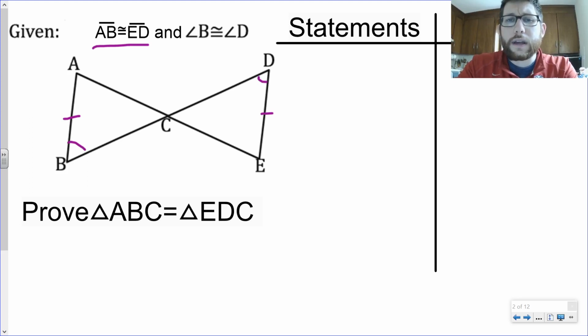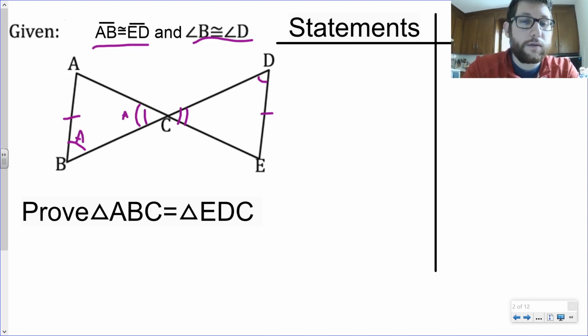And what else do I know here? I also know I have a vertical angle here, right? Something like this. And so if I was doing this like a regular identify problem, this is how I'd set it up. I'd say I have an angle, and a side.